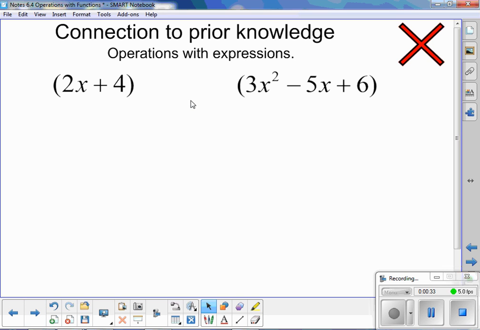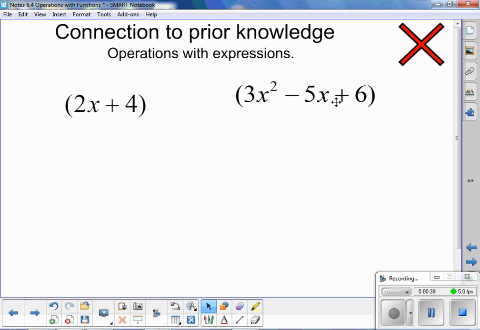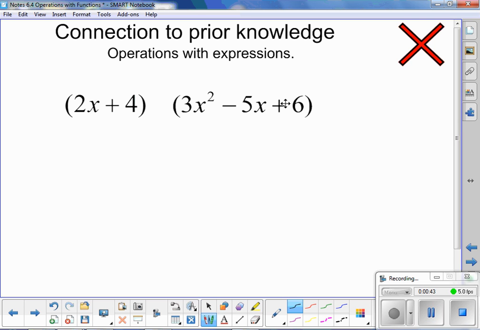So, a little bit of connection to prior knowledge here. Operations with expressions. We've done this before where we had one expression. So this is a binomial. Here's a trinomial. So we did different things with these. First thing we learned was how to add them. Basically you took them out of their groups and then added their like terms. And then we learned how to subtract them, how to multiply them, how to divide them, things like that. So we actually did all of these with two different expressions already.